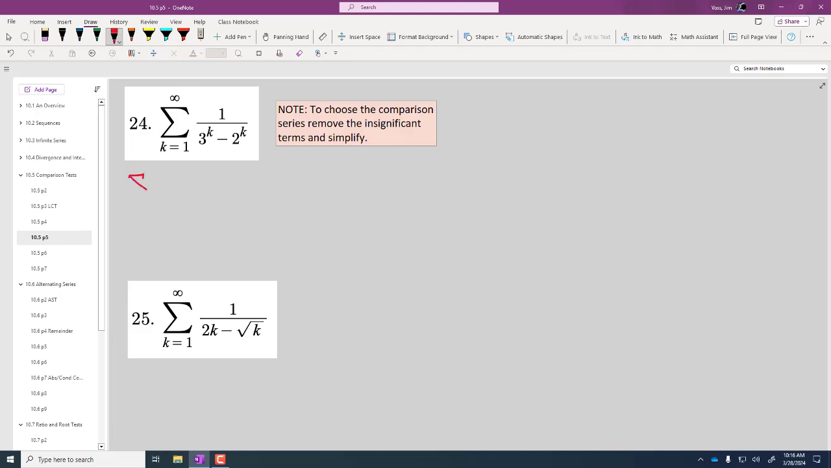So here, what we're going to do is choose the b sub k to be this. Because we are thinking, okay, the 3 to the k dominates the 2 to the k, so let's just get rid of the 2 to the k and see what happens.